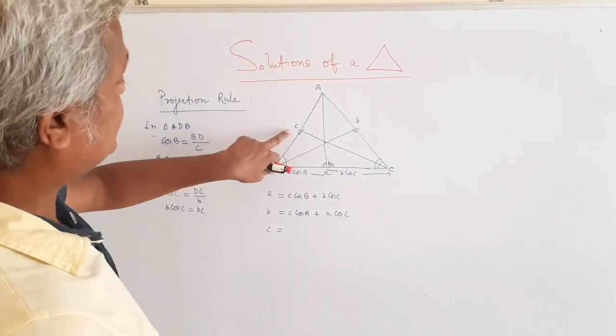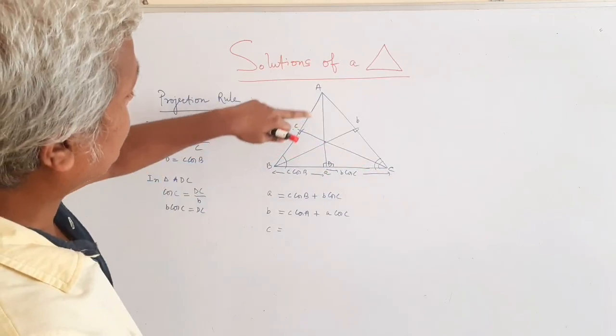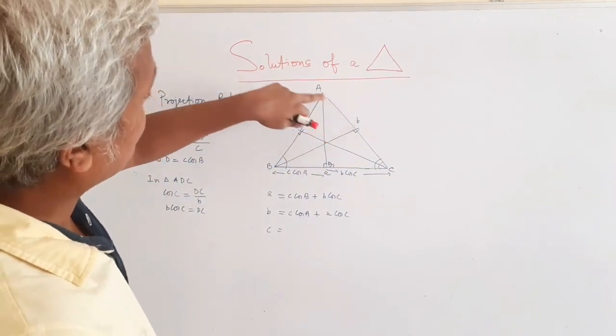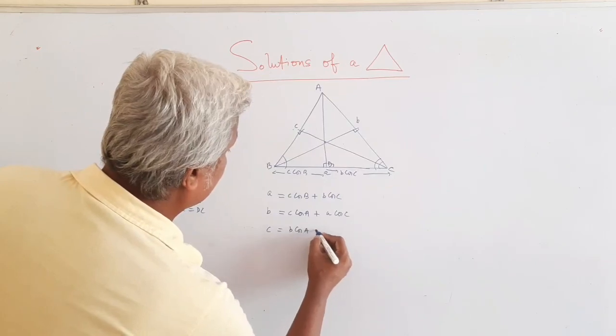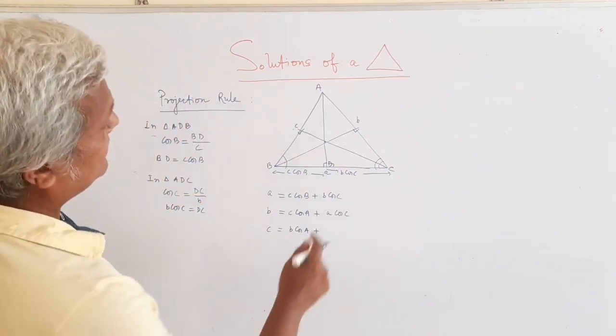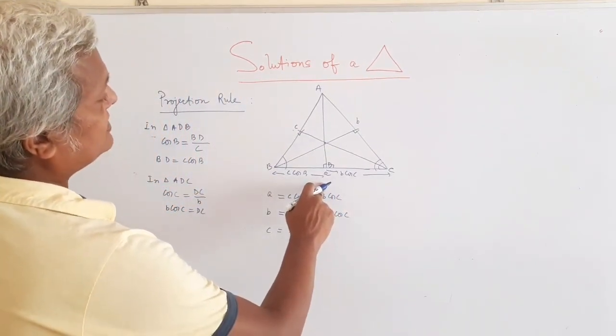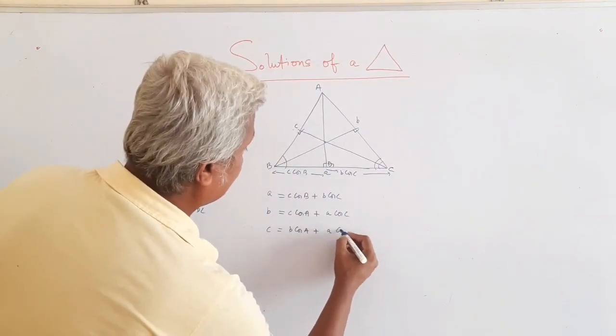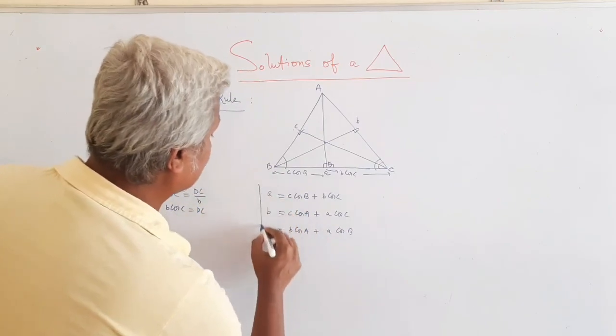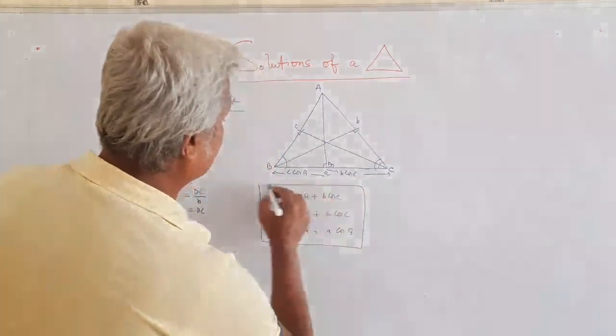So, when you drop the perpendicular here, then we have this angle. So B cos A plus, then here, one angle will become this, A cos B. These rules are called the projection rule.